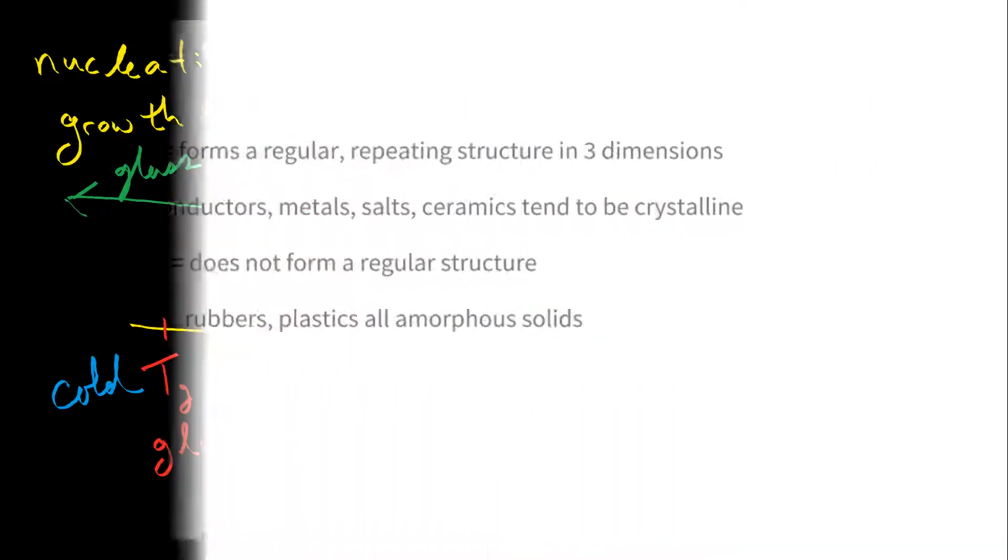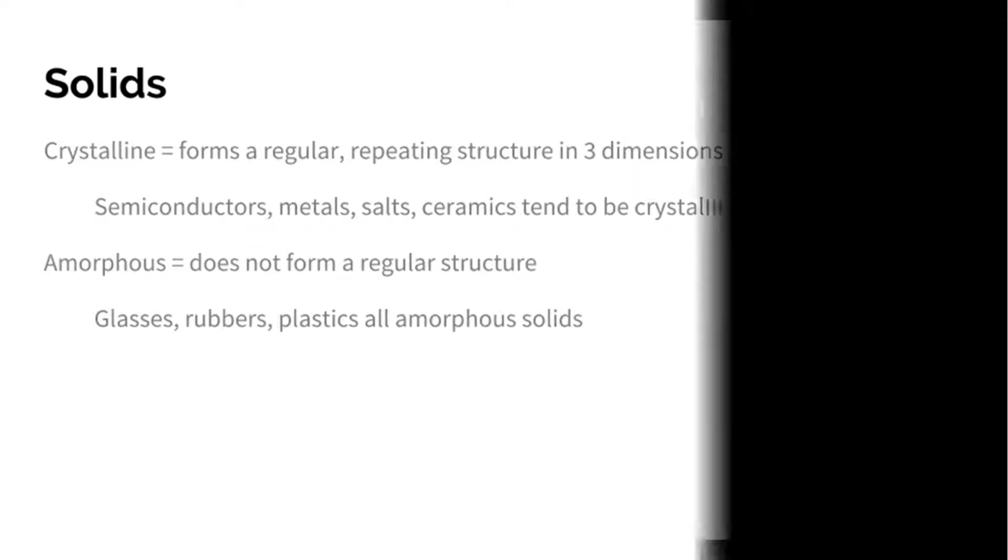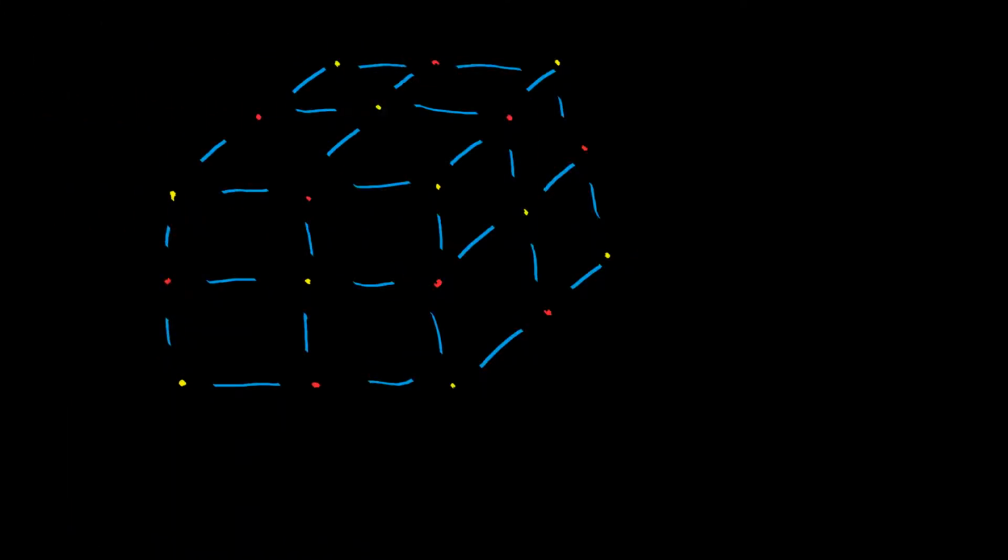Let's move on to solids. So, solids, we're going to divide those up into largely just the two varieties. A crystalline solid is any solid that has a regular repeating structure inside of it. It's a three-dimensional structure. Semiconductors, metals, salts, ceramics, these all tend to be crystalline solids. They have some sort of pattern inside of them. They're a 3D quilt, as it were.